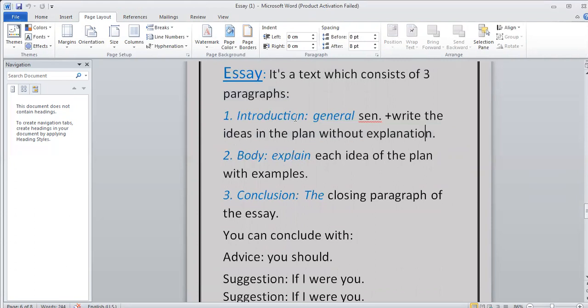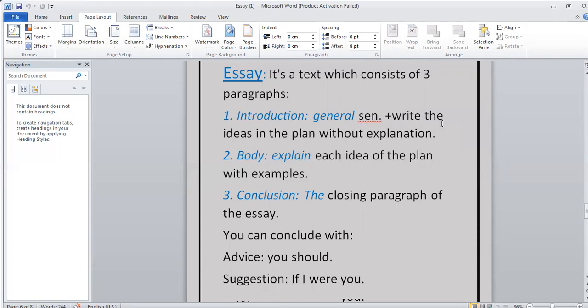Number 1, introduction. What will we write in the introduction? We will start with a general sentence. هنبتدي نكتب general sentence, not the title of the essay. مش هنكتب التايتل على طول، بس مجرد ان احنا هنكتب general sentence which is related to the topic. حاجة ليها دعوة بالتوبيك بس مش هنكتب التايتل على طول. هنكتب أول حاجة general sentence which is related to the topic. Then write the ideas in the plan without explanation.